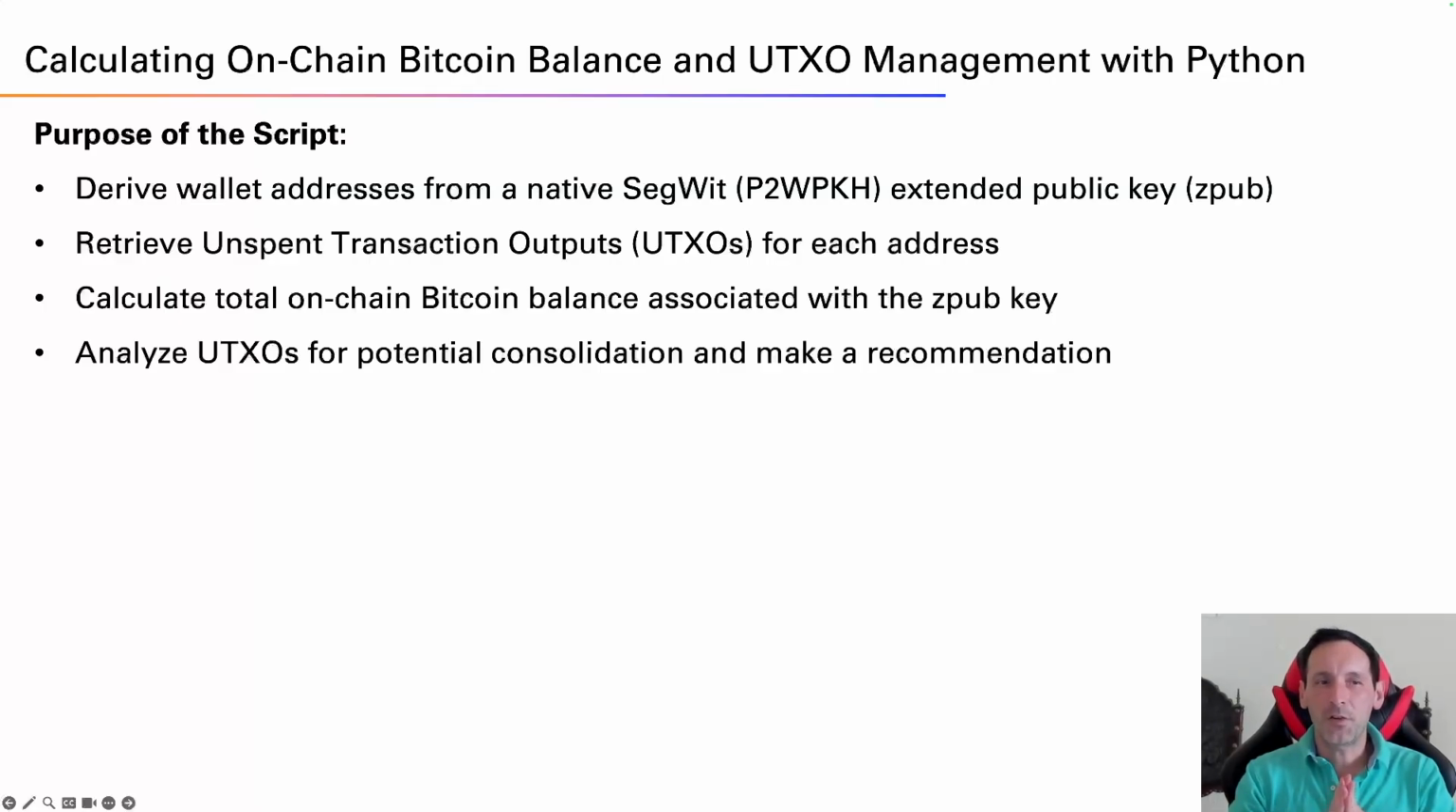Right, so the first purpose of the script is to derive wallet addresses from the native SegWit extended public key. So you will get this key from your wallet. In my post on X I talked about this. Each wallet will have different menus that you can explore, or you can Google it, but essentially you can find this extended public key from your wallet. A word of caution, and I mentioned this on the X post.